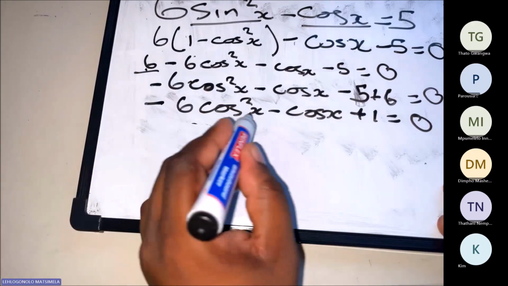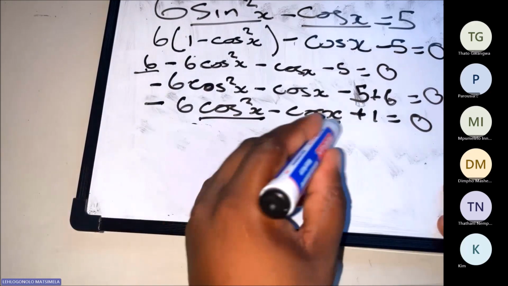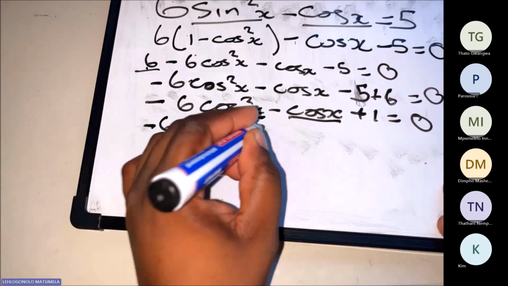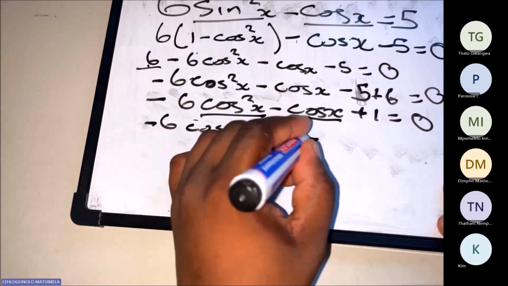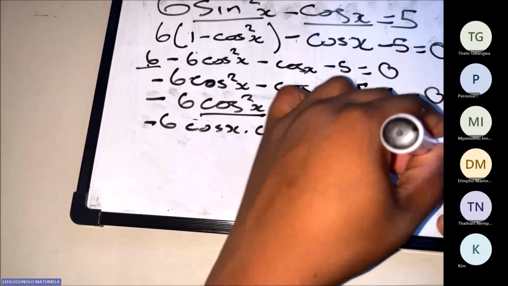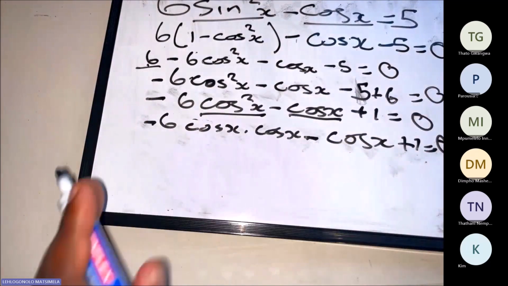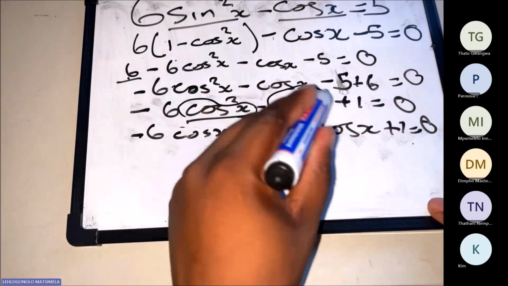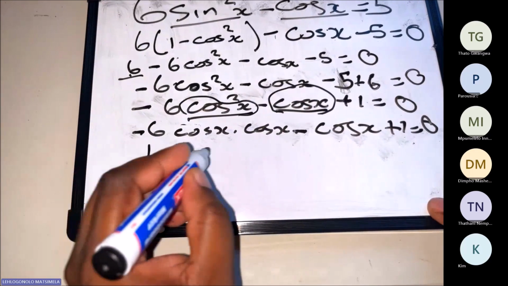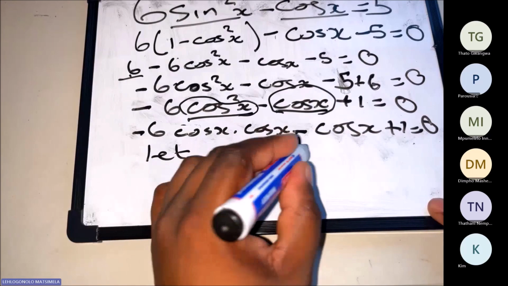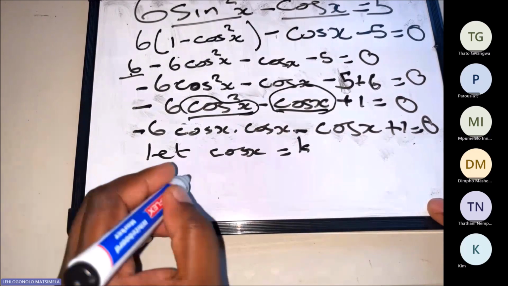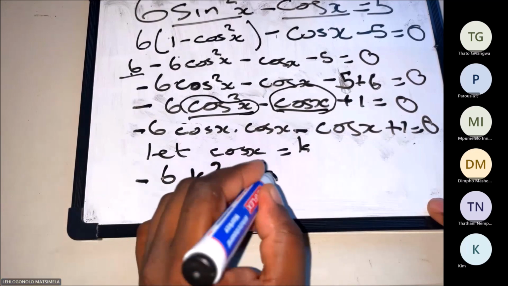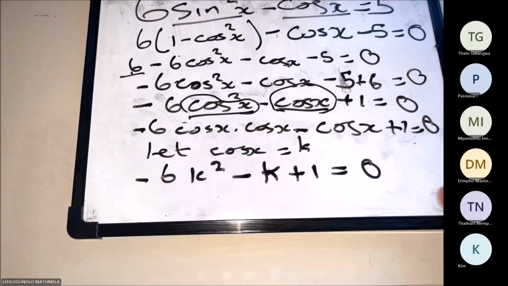The highest degree here is to the power of 2. Here it is cos, more like a quadratic: minus 6 cos x multiplied by cos x minus cos x plus 1 equals 0. Remember how we solved this one? We are looking for cos x. Wherever we see cos x, we let cos x equal k. So wherever we see cos x, we put k. Then we will have something like this in our formula.